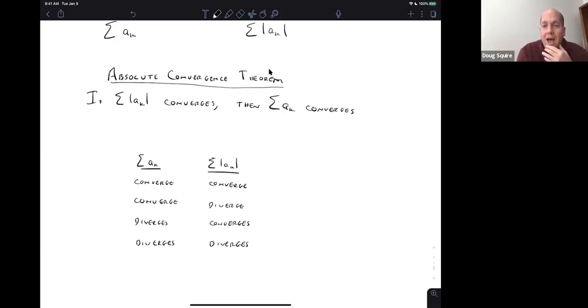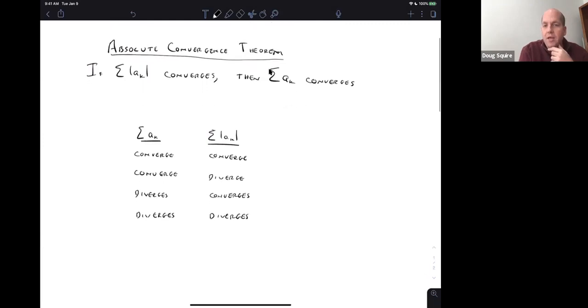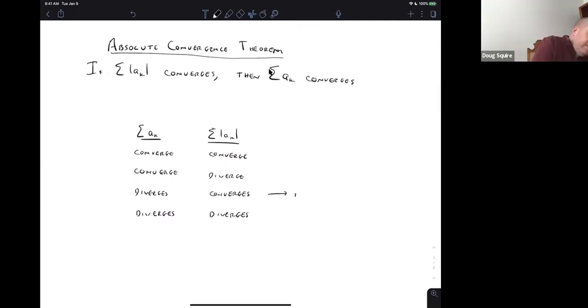One of those four lines is not possible based on the theorem that we've got on the top of the screen. So which of those combinations cannot happen based on what that absolute convergence theorem says? The third one. The third one is not possible. This is not possible because if the absolute value converges, then the original must converge. So it is not possible for the absolute value to converge, but the original to diverge. Does that make sense to everybody?